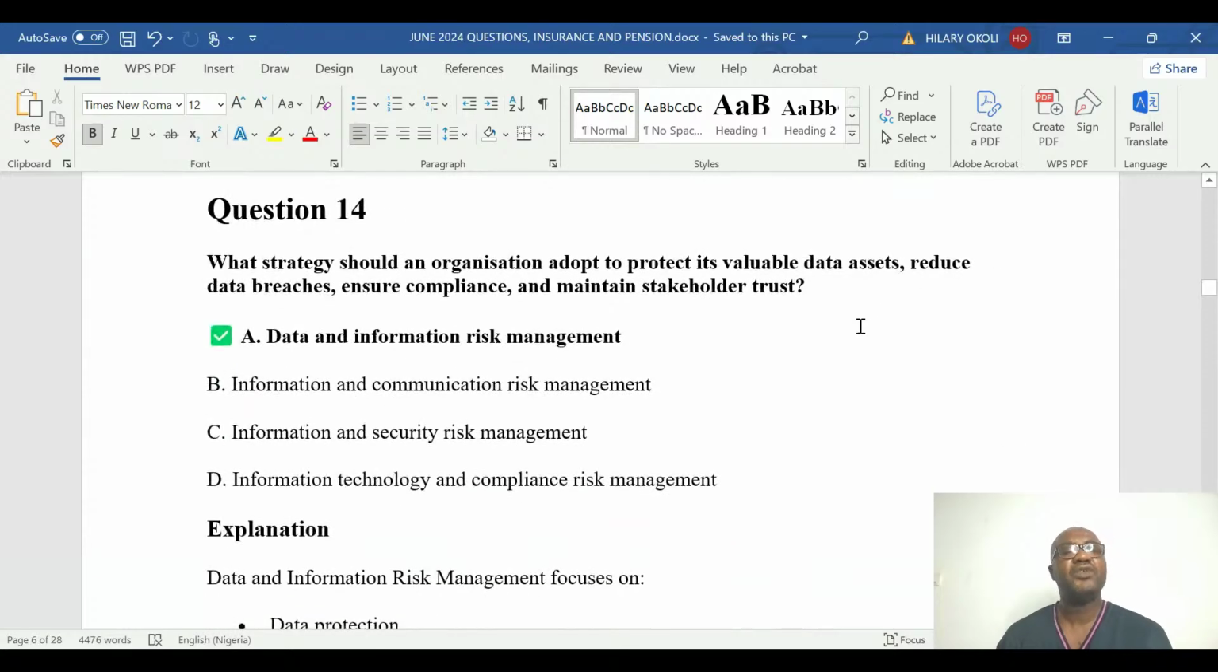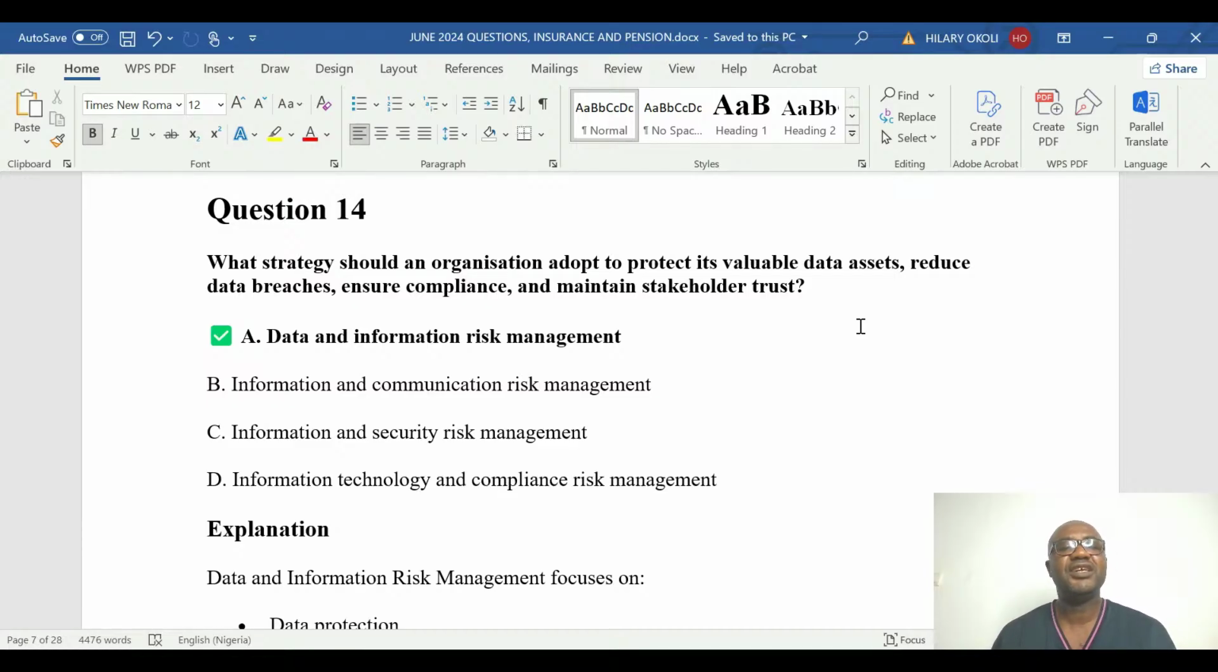Okay, so let's look at what strategy an organization should adopt to protect its valuable data assets, reduce data breaches, ensure compliance, and maintain stakeholder trust. What strategy should an organization adopt? Looking at the options in this data-driven business environment, the best option is data and information risk management.